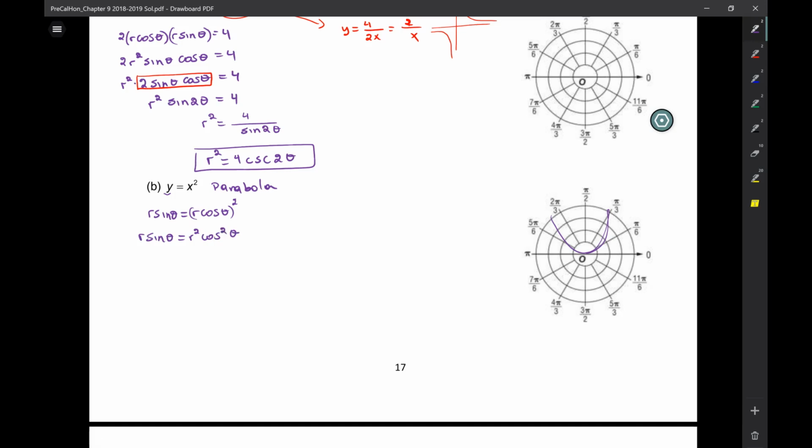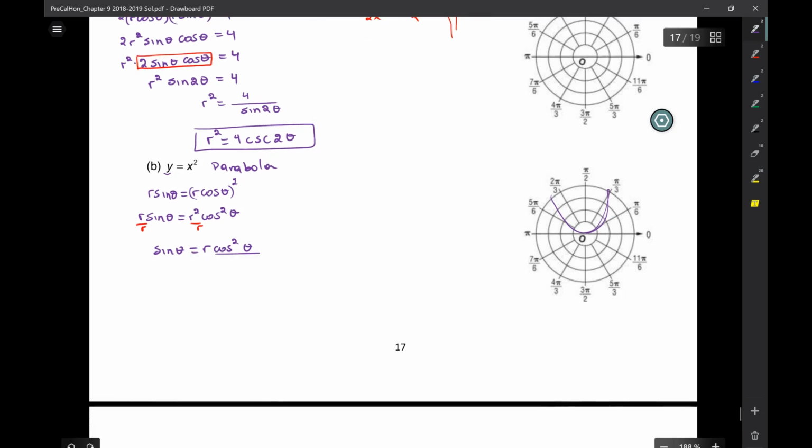Now, what can I do here? Divide by r. You see how you could do it now, when you could divide through by r? So divide by r, divide by r. So sine of theta is equal to r cosine squared theta. Now you're going to divide by cosine squared theta.